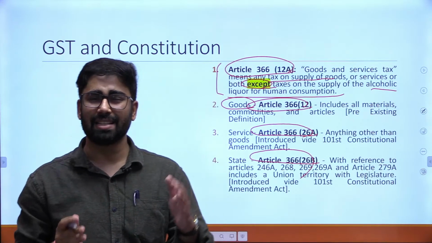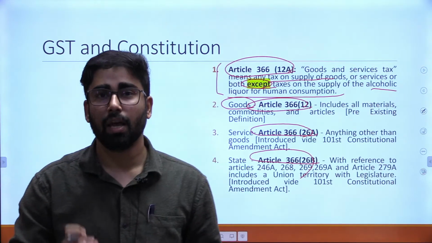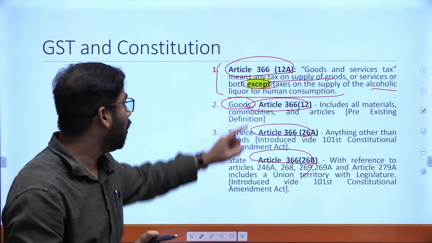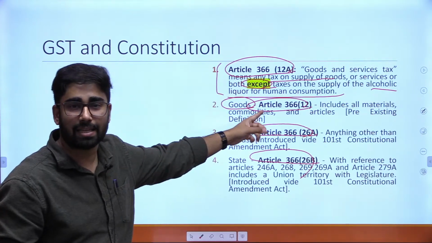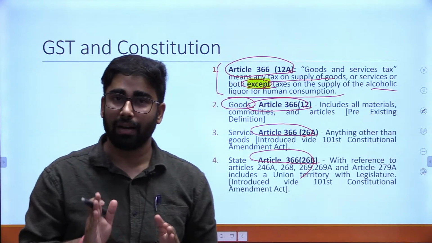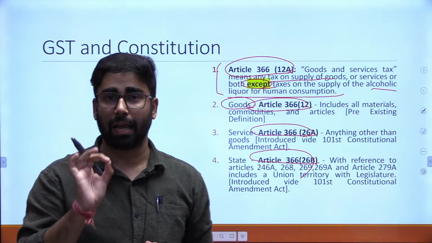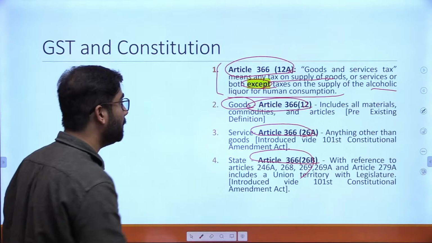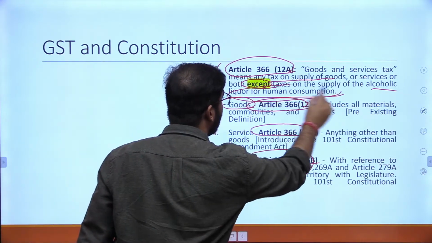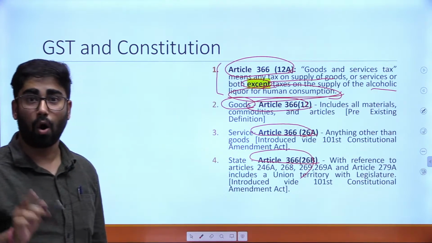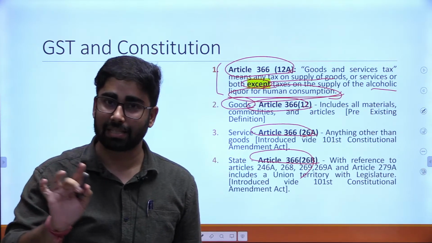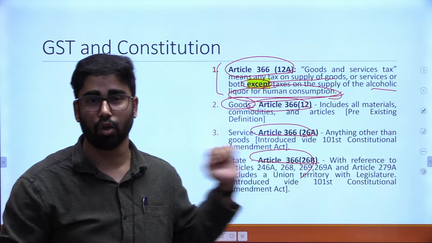Okay, so these are some constitutional provisions. You don't have to remember that. The only fact that you need to remember from this is that there is an exemption under the Constitution for the GST application on liquor for human consumption. Also keep in mind that it is liquor for human consumption. It is not for industrial consumption, it is for human consumption.